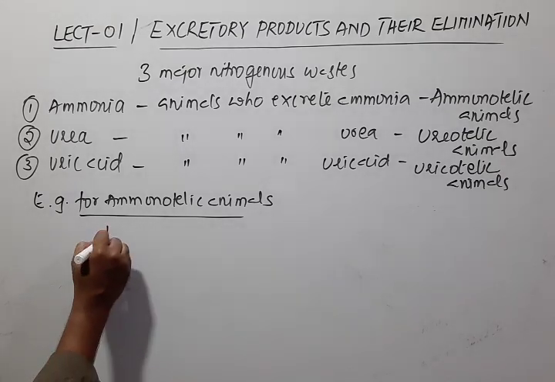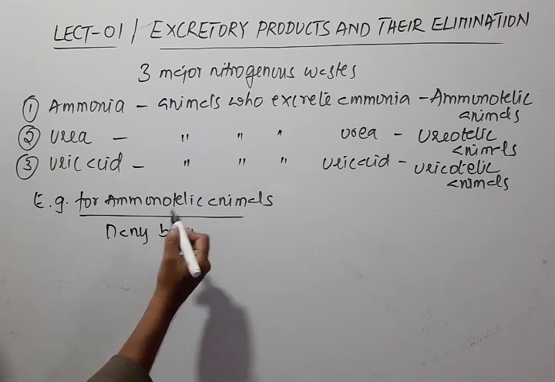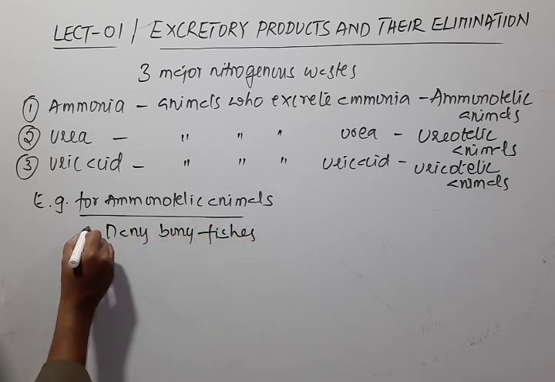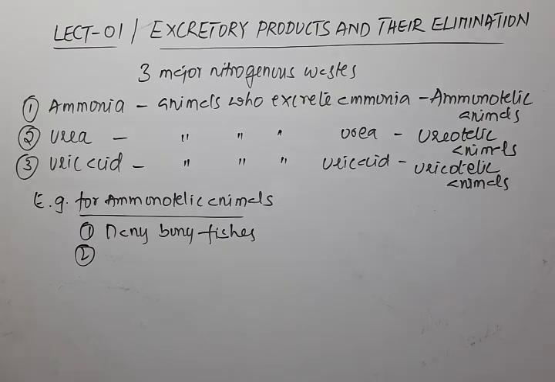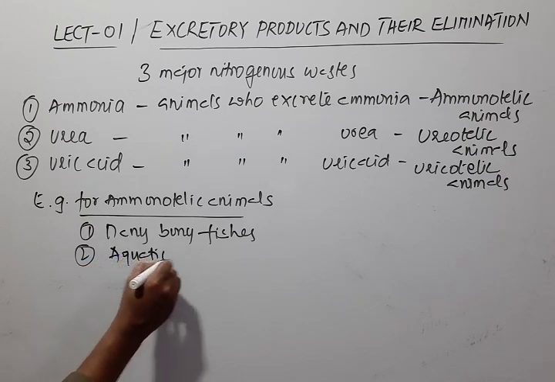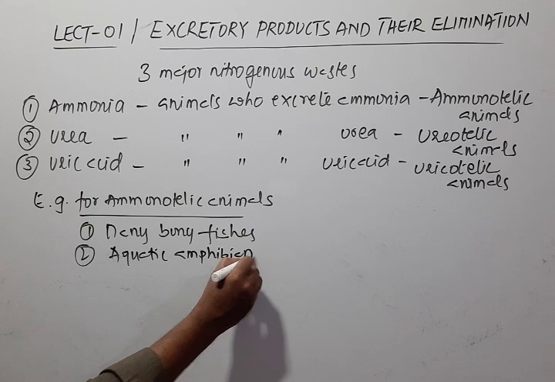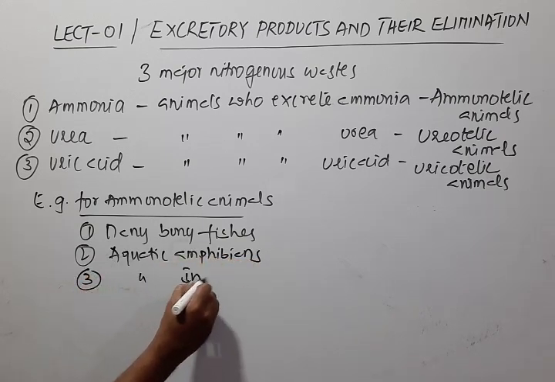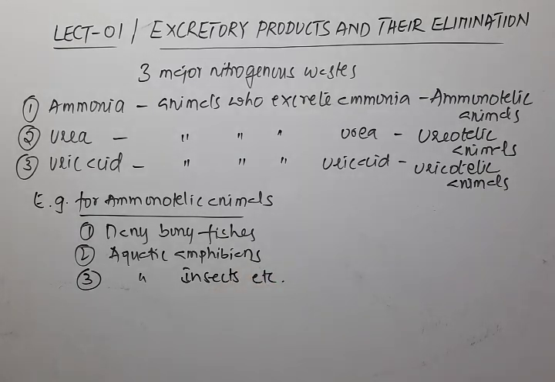many bony fishes. Then they also include aquatic amphibians, and then aquatic insects, etc. Right. Now coming to these ureotelic animals. So these ureotelic animals will include terrestrial amphibians, then marine fishes and mammals.